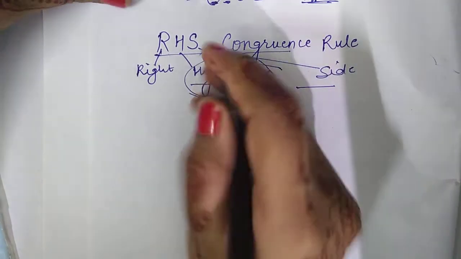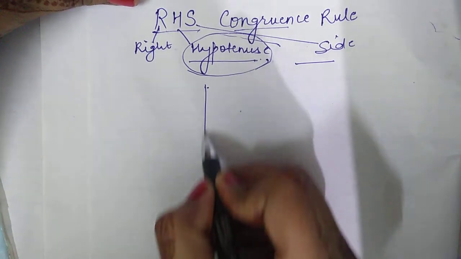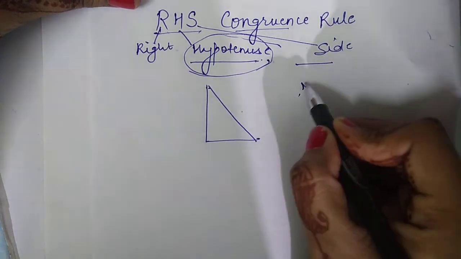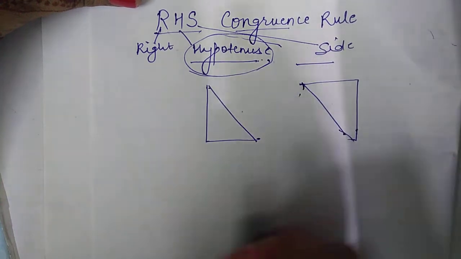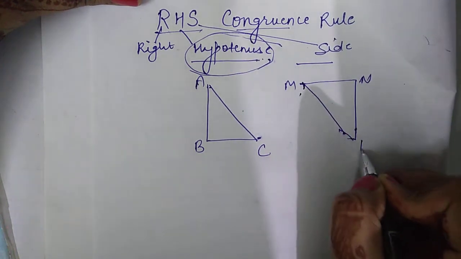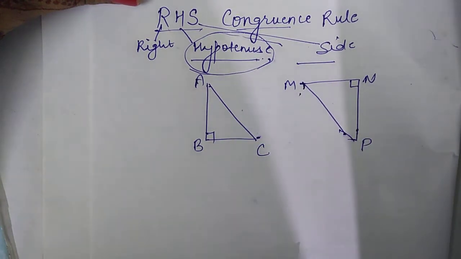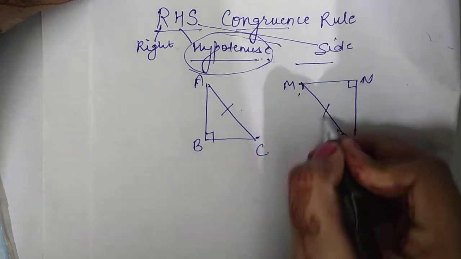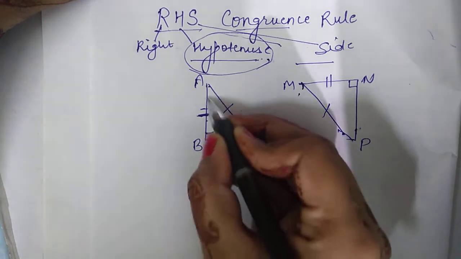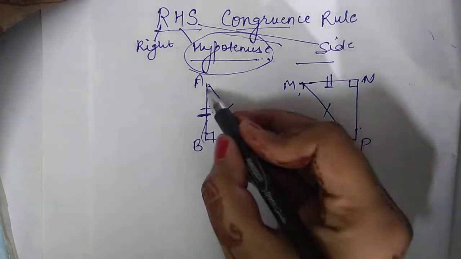What this states: suppose this is a right angled triangle, and take this as another right angled triangle, this is also 90 degrees. Say it be ABC and this is MNP. These are two right angled triangles. Here this angle is 90 and here this angle is 90, and I am saying this side is equal to this and this side is equal to this. I have marked two lines in between, it means this side is equal to this, and this side is equal to this.